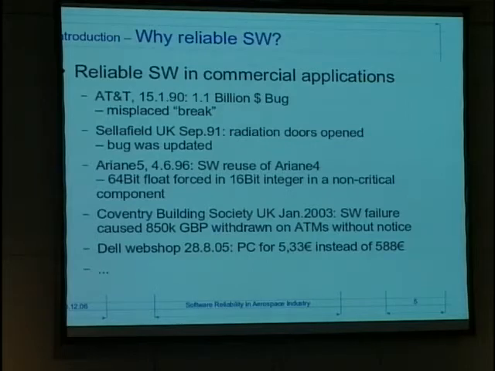If we are thinking back to 1990, where $1.9 billion were lost because of a misplaced break in a small C program on the AT&T switches. Telephones went out and only the busy line would be held. Of course, the famous Ariane 5 accident in 1996, where a float was forced into an integer in a non-critical component. Or quite new, the Dell web shop just sold PCs for €5 instead of €588 because of a configuration failure. So I think reliable software is also an issue for non-critical applications.